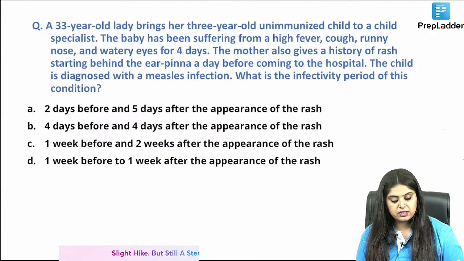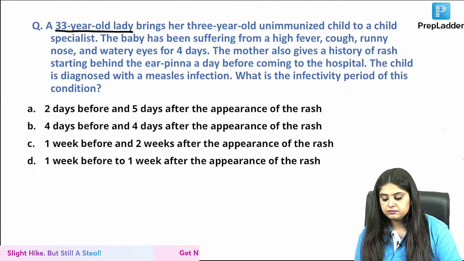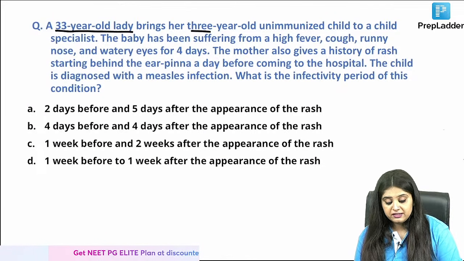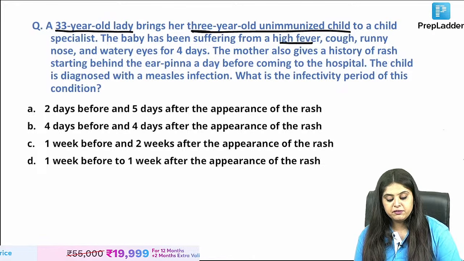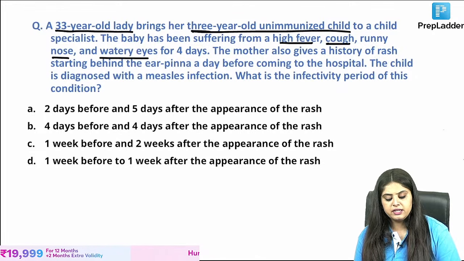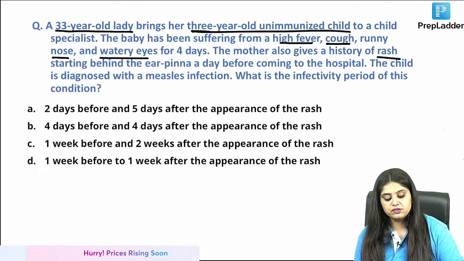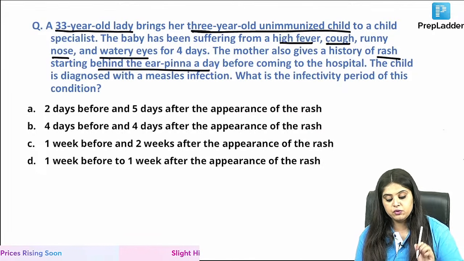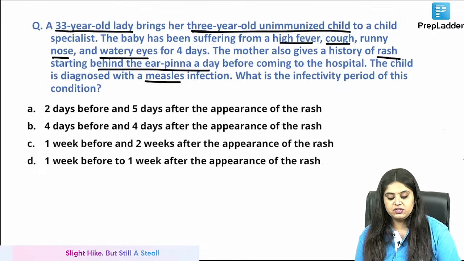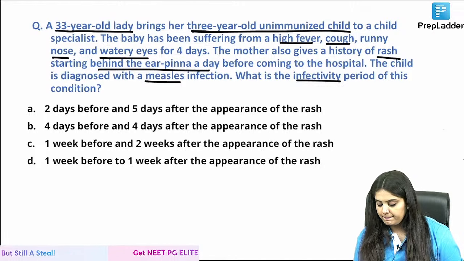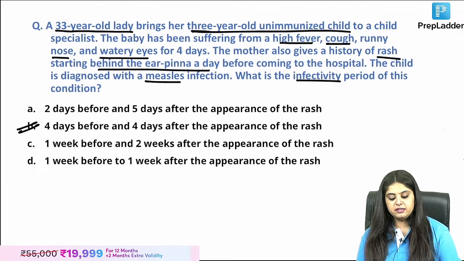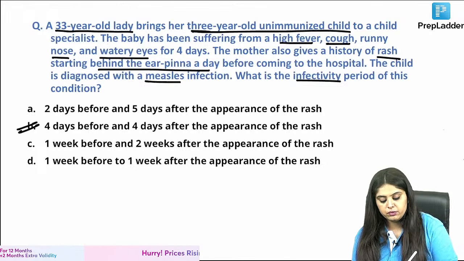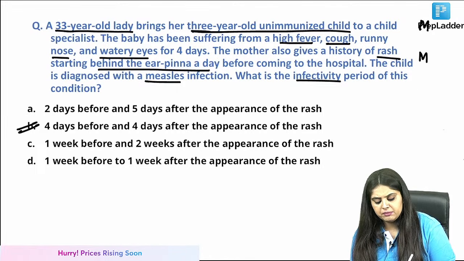So now one more question. There is a 33-year-old lady who brings a 3-year-old unimmunized child to a child specialist. Baby has been suffering from fever, cough, runny nose and watery eyes for 4 days. There is also a history of rash starting behind the ear pinna a day before coming to the hospital. It was a measles infection. What is the infectivity period? Okay, you are saying 4 days before to 4 days after the appearance of rash. Very good.